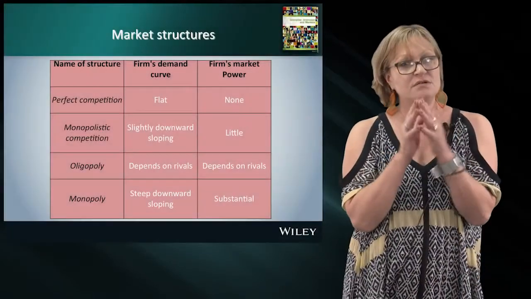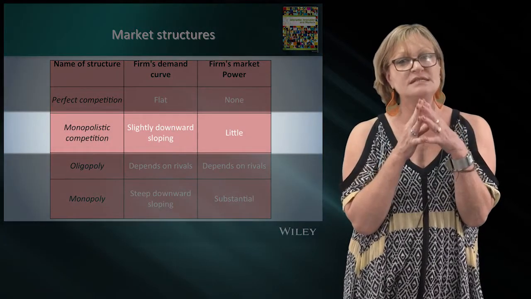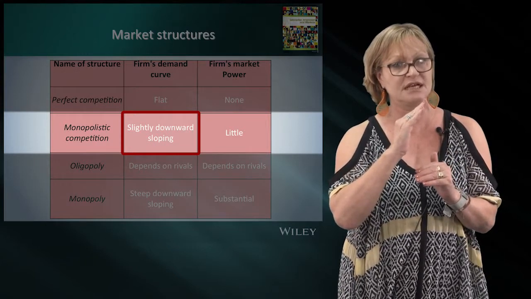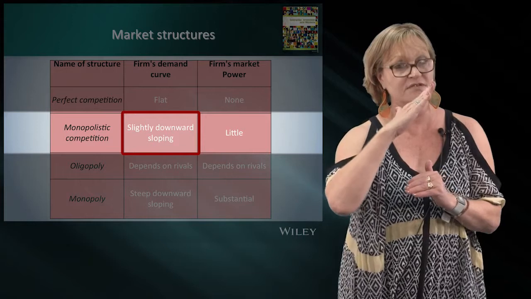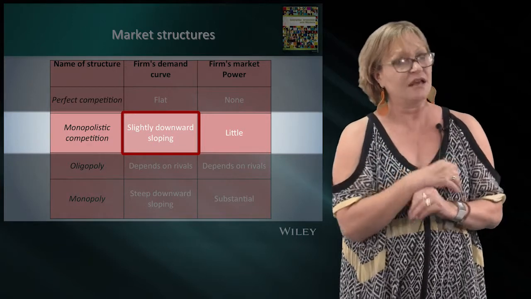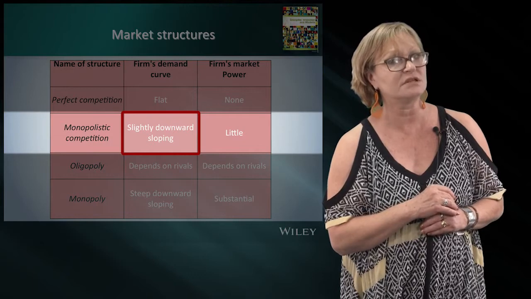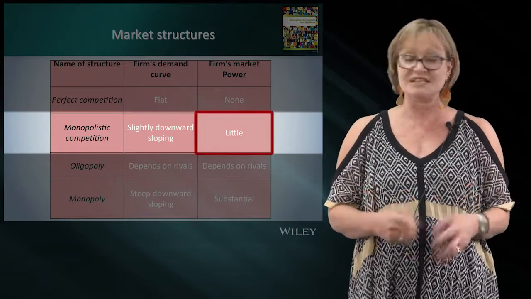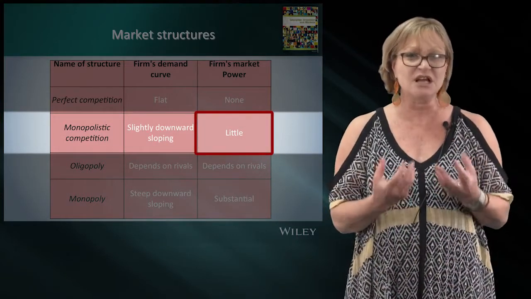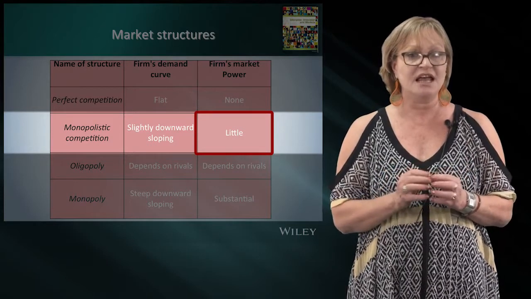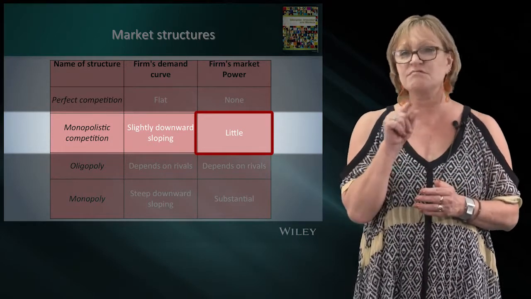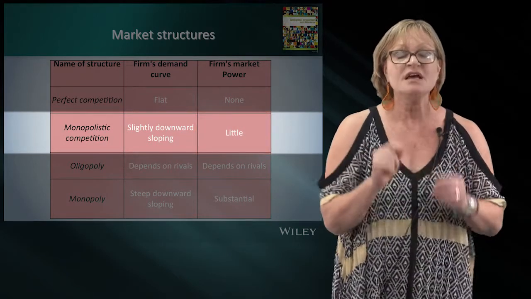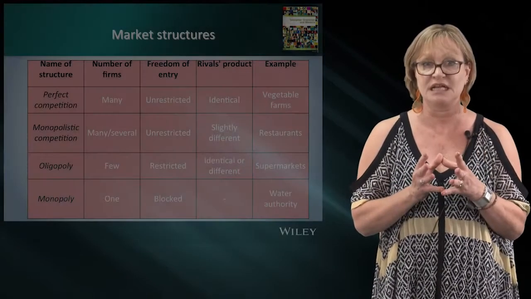Now when we look at this firm's demand curve, we see that it's slightly downward sloping. So it's not flat. We've got a bit of a slightly downward slope, and again, our resident expert, Ed, will explain what that's all about. Last one, what about the firm's power? Not a lot. Hasn't got none, but it's got a little bit of power. And there's a very good reason for that, and that lies in the nature of its product, because it's slightly different.